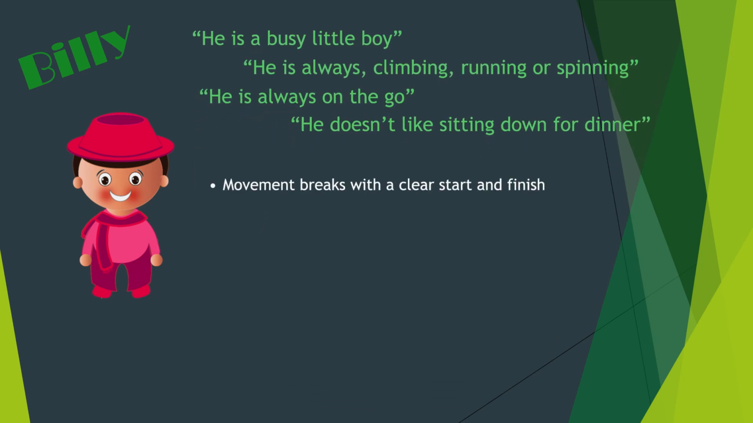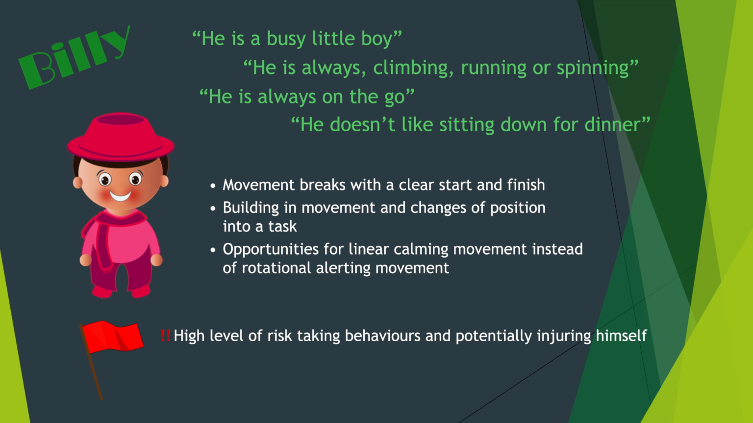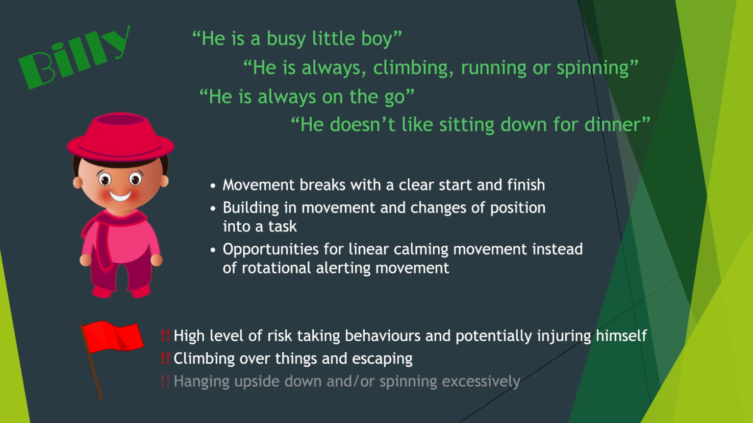Build regular movement breaks into his day, but make sure it's clear when they start and end so that he is still accessing the other activities he needs to do. Where possible, build movement and changes of position into the tasks he needs to do. Give lots of opportunities for calming, organising, linear movement that we discussed earlier, rather than him always having alerting rotational movement like spinning. The red flags where you may need to seek further support, in Billy's case, are high level of risk-taking behaviours and potentially injuring himself, climbing over things and escaping, hanging upside down and/or spinning excessively.